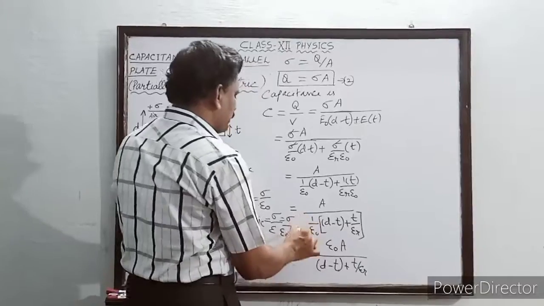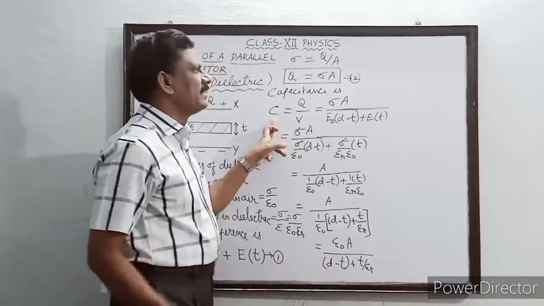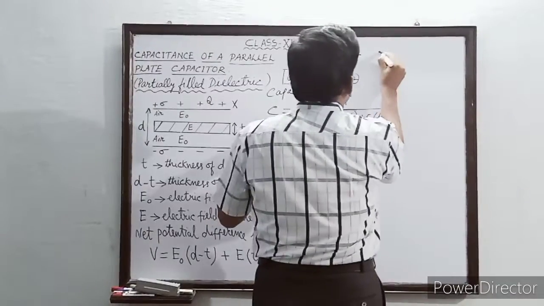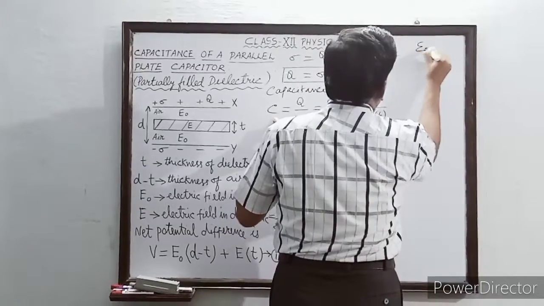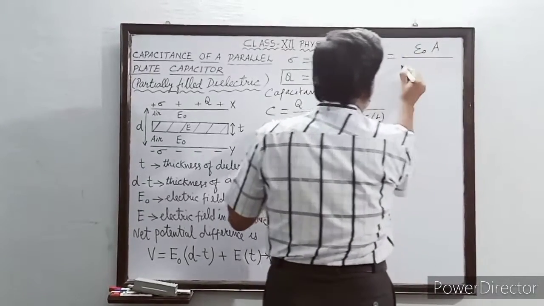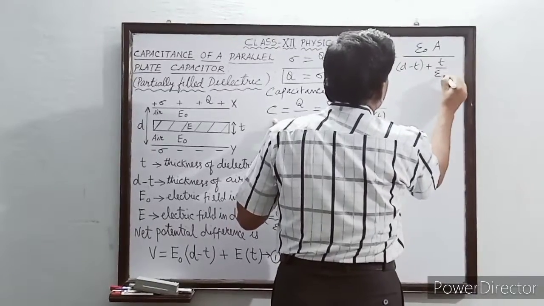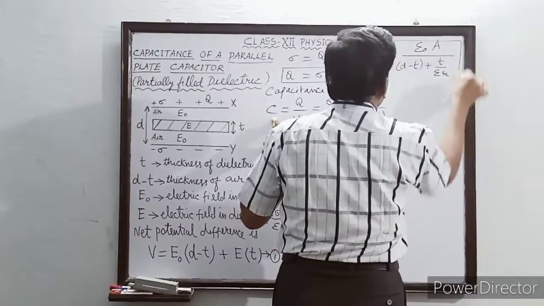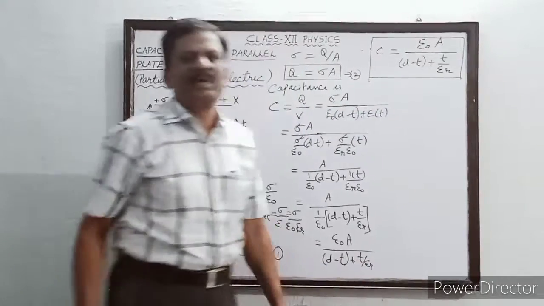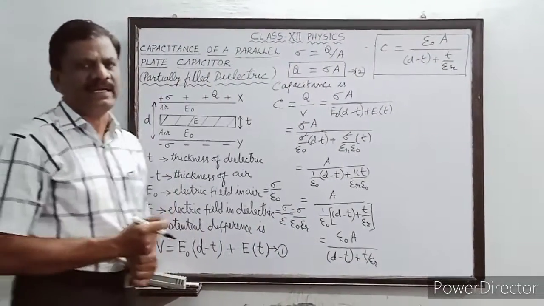So this is the expression for the capacitance of the capacitor. Therefore, C is equal to epsilon naught A divided by d minus t plus t by epsilon r. This is the final expression for the capacitance of the capacitor with a partially filled dielectric.